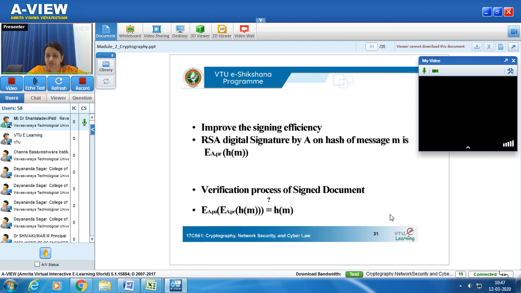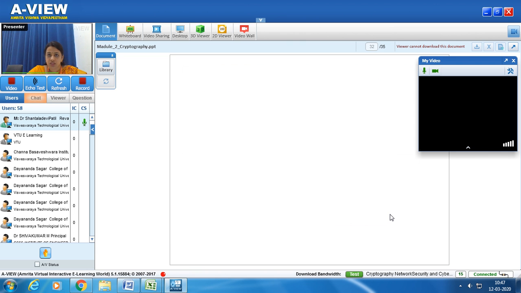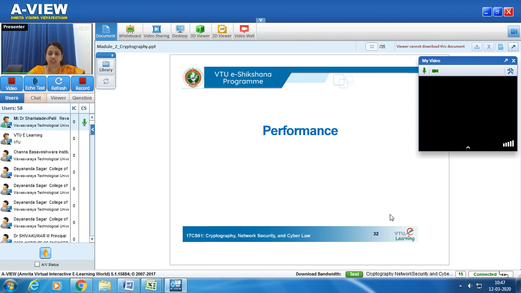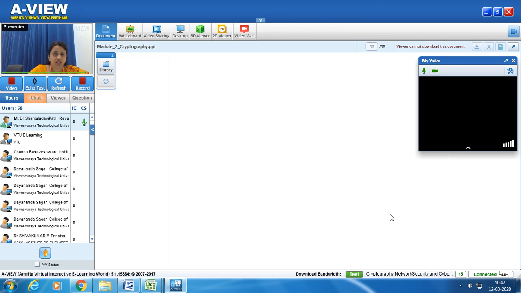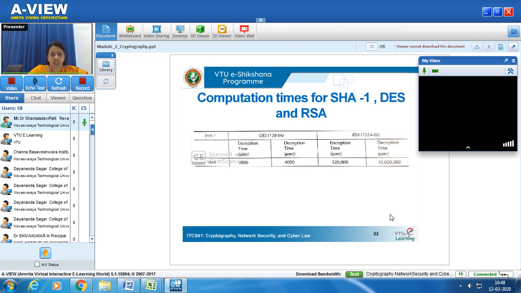Moving further, I think we have 3 more minutes. Moving further, we'll try to complete this, or at least one more topic. Moving further, with the performance of hash as compared to the previously discussed encryption algorithms, let's see their performance.